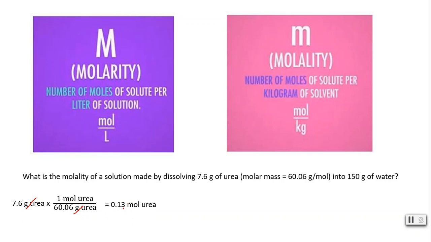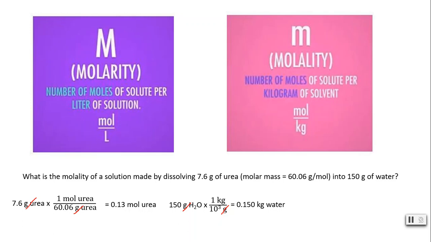So that will go in the numerator, but I've got to find out how many kilograms of solvent, of water, I have. I gave you the amount in grams, so I need to convert that to kilograms by remembering our powers of 10 from way back in chapter 2 or 3. I can convert my grams into kilograms. 1 kilogram is 10 to the 3 grams. Doing that multiplication and division, I get 0.150 kilograms.